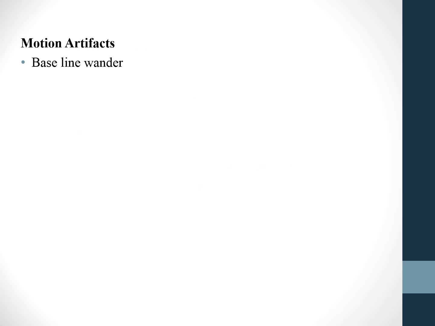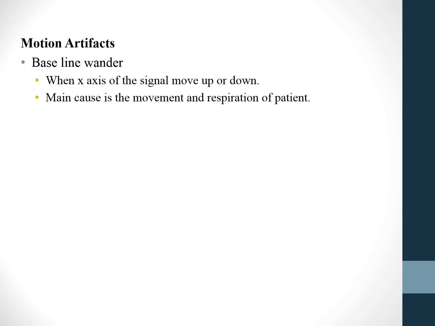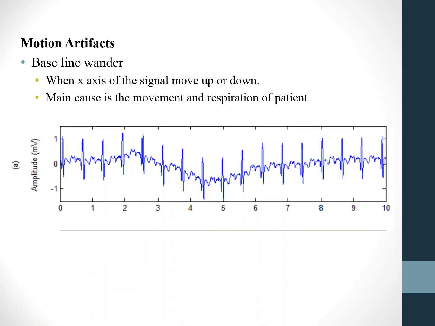Now the motion artifact is also one of the common sources of noise in ECG signal. Motion artifact basically represents baseline wander. Baseline wander occurs when the x-axis of the signal moves up or down, and the main cause of baseline wander is the movement and respiration of the patient. So by movement, the x-axis of the ECG signal will move up and down. Here you can see the x-axis of the ECG is moving up and down, and it represents baseline wander.